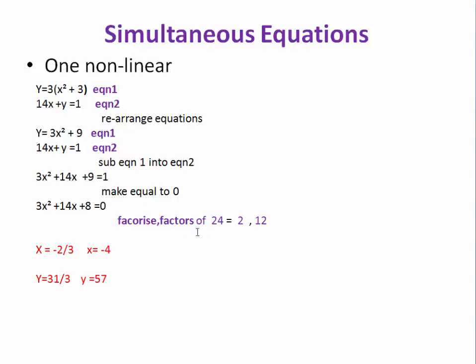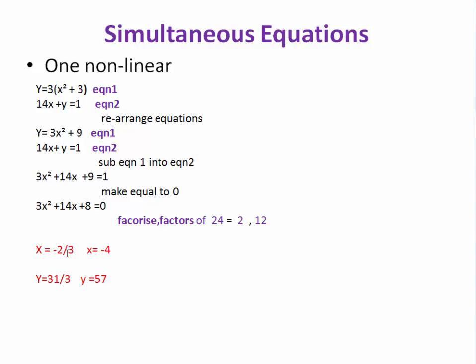Then we can factorize it. 3 times 8 is 24. So we want the factors of 24, which are 2 and 12, which add to make 14 when we're factorizing. Remember to change the signs. And also, because we multiplied by 3, divide by 3. So this would be then minus 2 divided by 3.